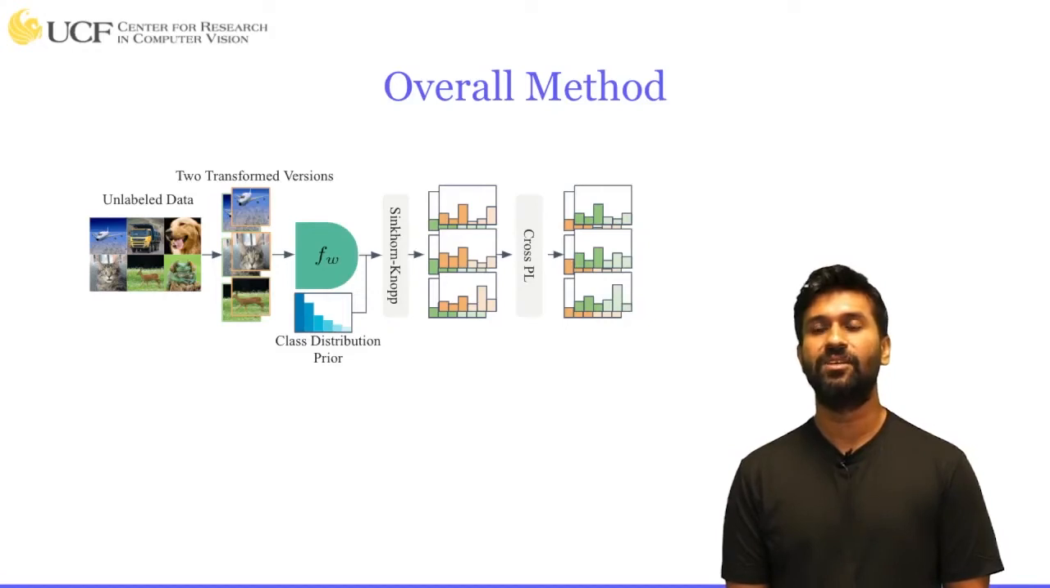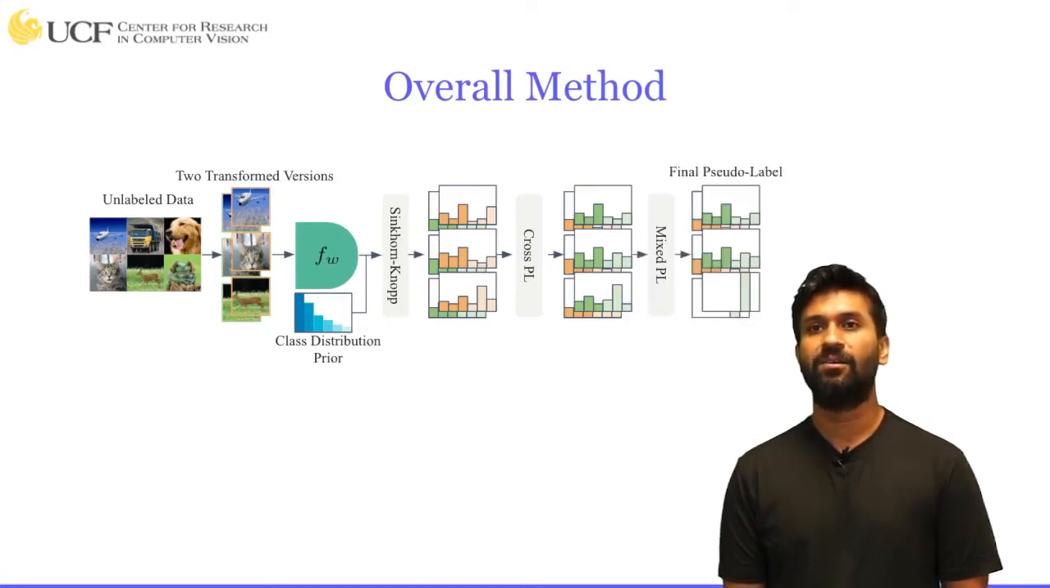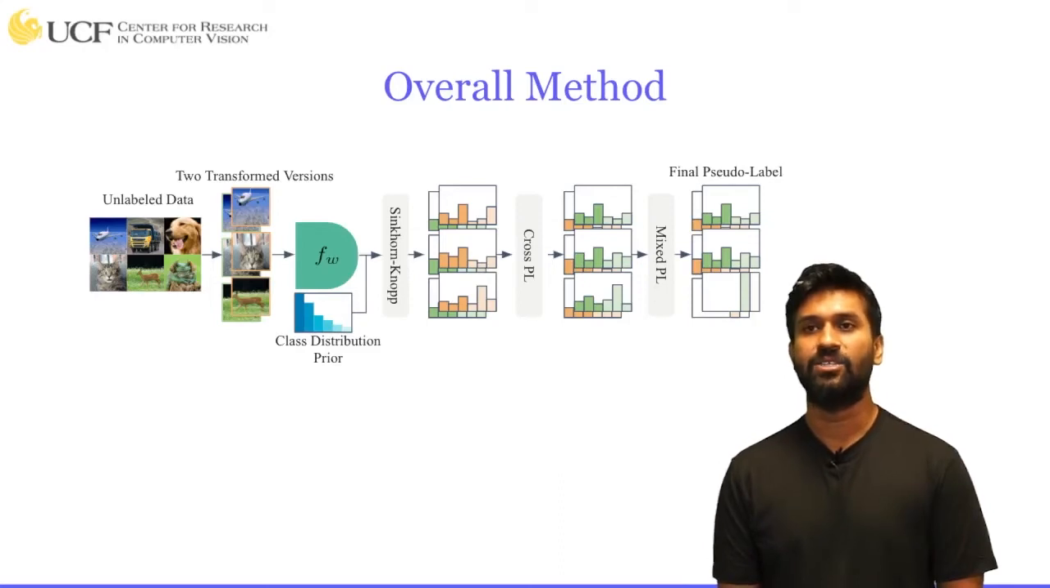Then from those initial pseudo-labels, we perform cross pseudo-labeling to enforce consistency between these two transformed versions. That means we'll swap their pseudo-labels. Then from those cross pseudo-labels, we'll generate our final pseudo-labels through mixed pseudo-labeling. Here, what we are trying to do is encourage confident learning for novel classes. So if the confidence of the prediction on any of the novel classes is higher than a certain threshold, we'll make that a one-hot prediction. So this will be our final mixed pseudo-labels.